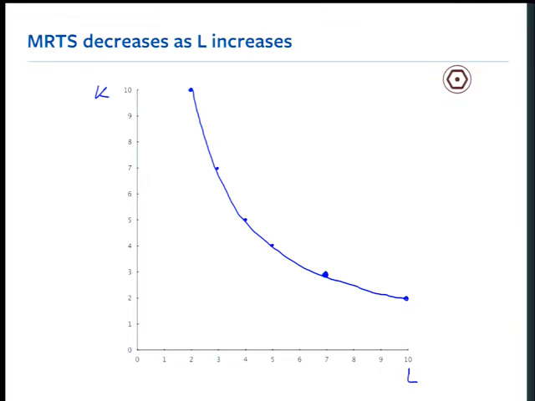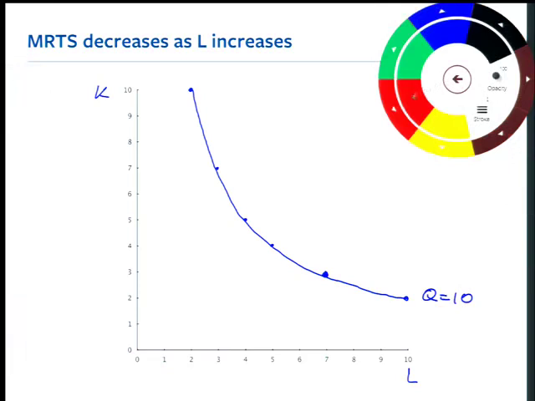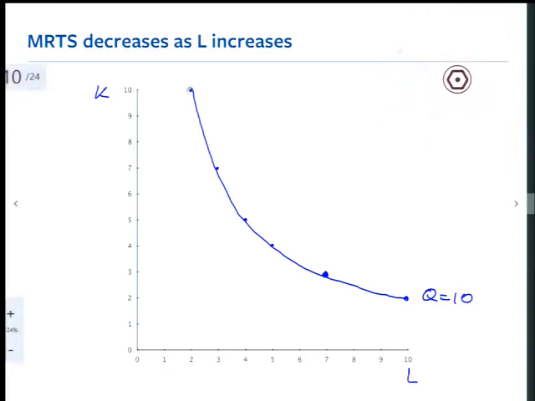So the marginal rate of technical substitution decreases as L increases. So what am I saying here? This is my isoquant. Let's say this is output level 10 units. So if I move from one point to the next, let's start here and move here, so point A to point B.